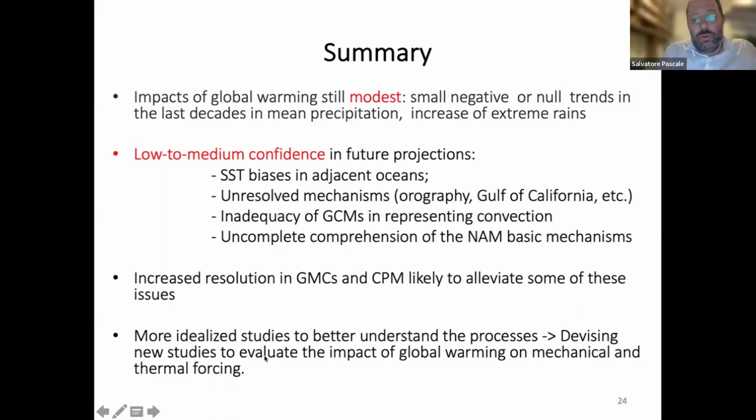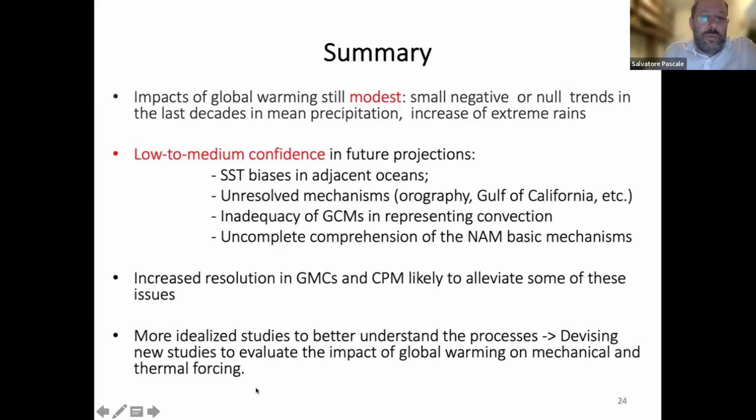And so they are due to large-scale sea surface temperature biases in adjacent oceans, unresolved mechanisms due to unresolved geography and orography, inadequacy of GCMs in representing convection, because in most GCMs it's parameterized, actually, in all, I would say. And still an incomplete understanding of the basic mechanisms, which are also important to build our confidence in what a GCM can simulate, to understand what a simulation is.